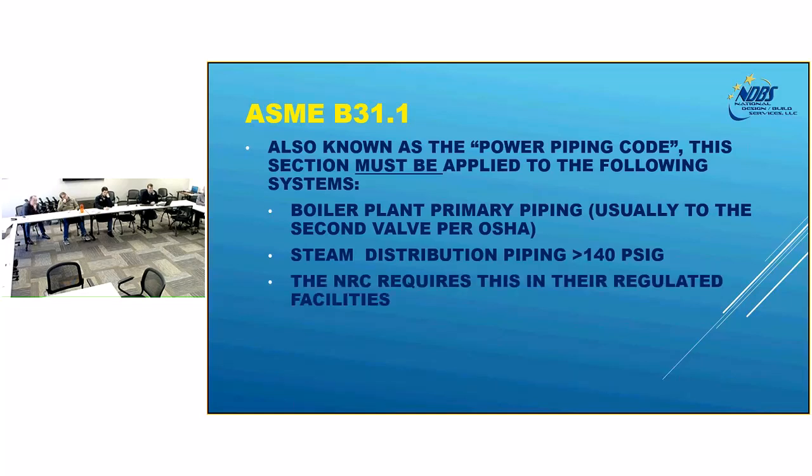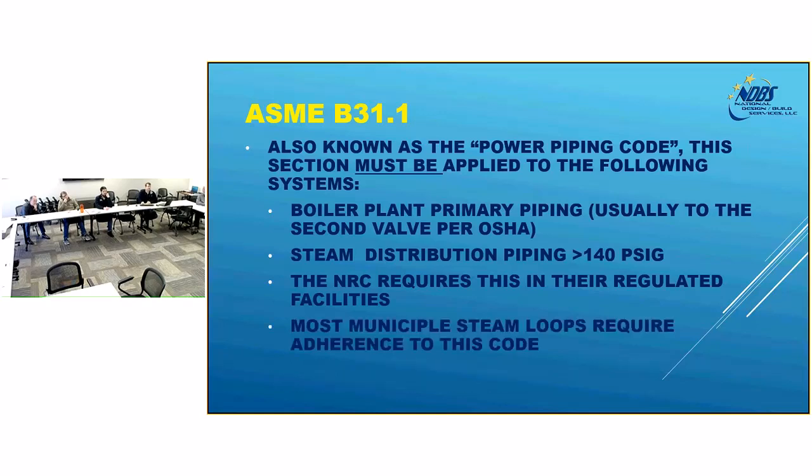If you're working with steam in a nuclear facility, any steam in a nuclear facility is regulated by NRC. NRC requires B31.1. We don't do nuclear work here. And most municipal systems require it. I first got introduced to this code when I was working on Busch Stadium. And the Trigen loop is about 475 psi. So we had to tap into that loop and develop our steam stations. And every bit of that piping had to adhere to this particular code.